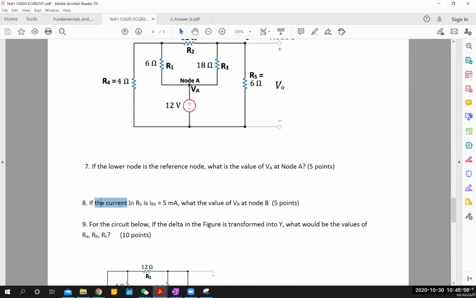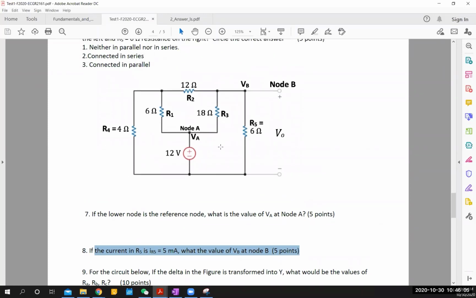Now, if the current in R5 is 5 milliamps, what is the value of VB at node B? Which one? Node B. Okay, node B here. What is the current here? IR5. So this one is given.